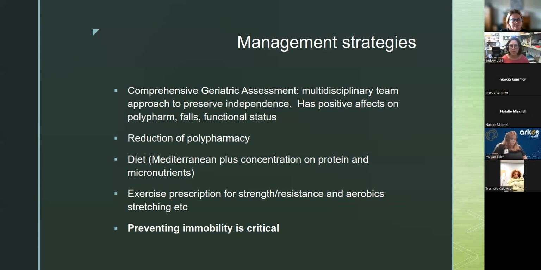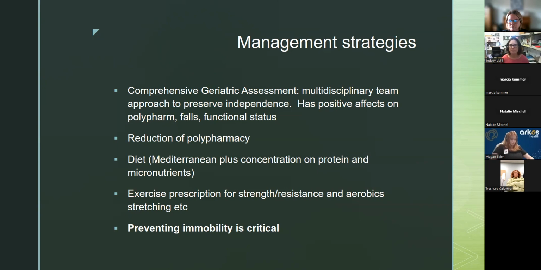frailty. I think protein is the key a lot to this, and the anti-inflammatory diet, which is a Mediterranean diet as well. But protein is a big part of it. Giving an exercise prescription that includes strength and resistance, in addition to the aerobics.